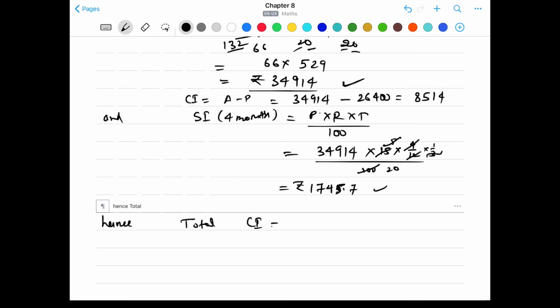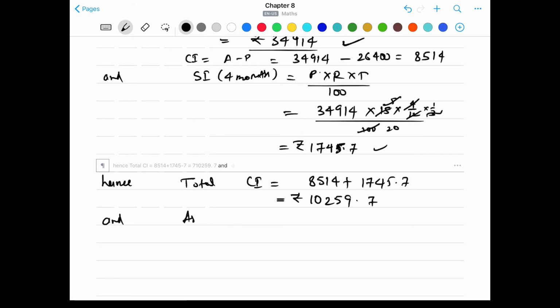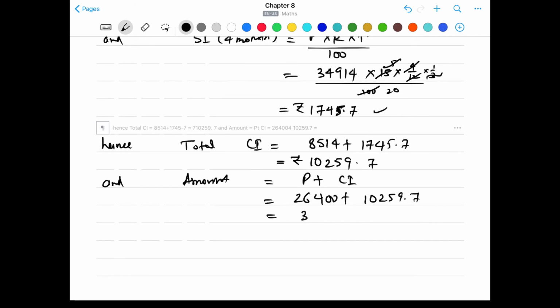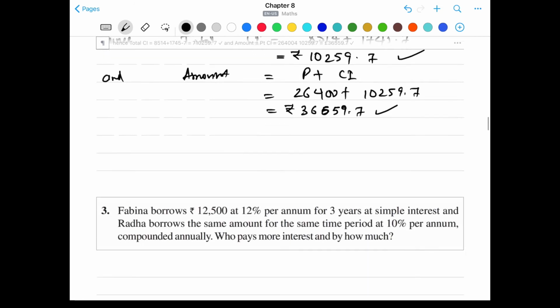Hence total CI is 8,514 plus 1,745.7. When you add the two, you will get the result as 10,259.7 rupees, and the amount will be principal plus CI. Principal is 26,400 plus CI is 10,259.7. When you add the two, you will get the amount as 36,659.7 rupees. So that's our amount and this is our CI. That's the answer to question number 2.